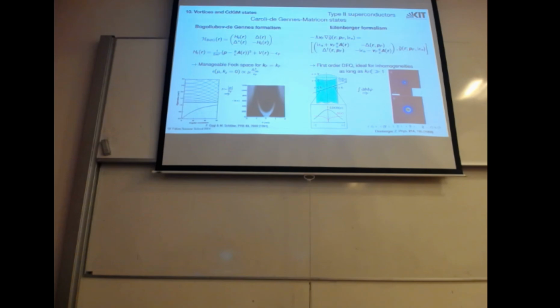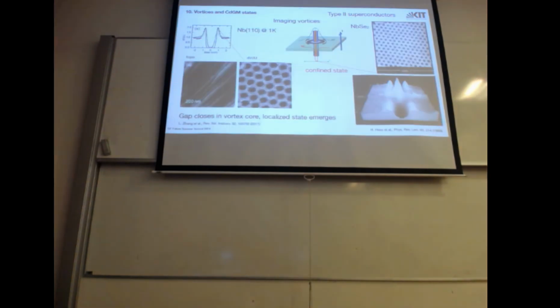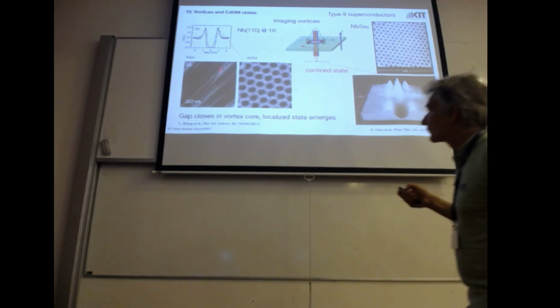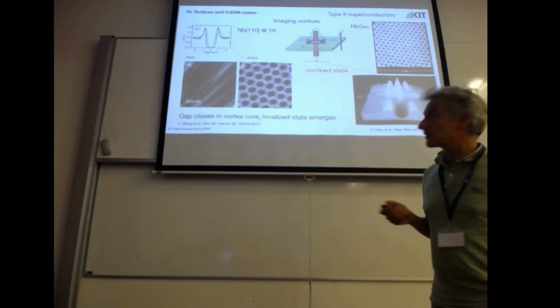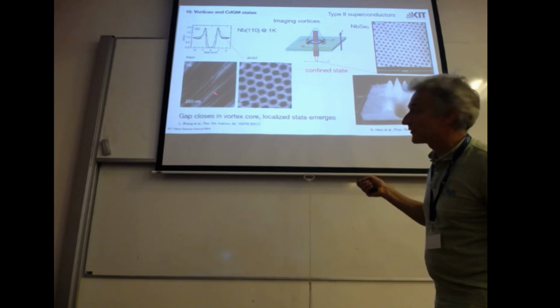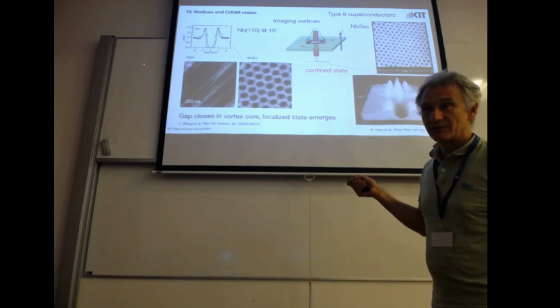Can you go back for one second? So first of all, about the pictures. The left one, can you explain? So this is our single crystal. We are under constant current feedback, and we see the atomic steps on the surface of this niobium crystal.